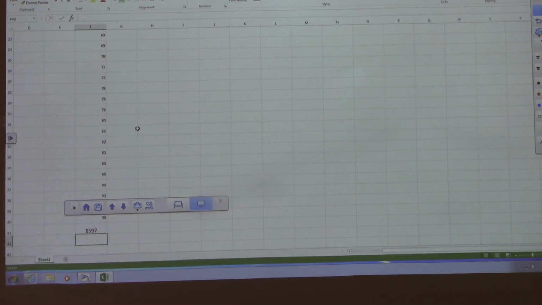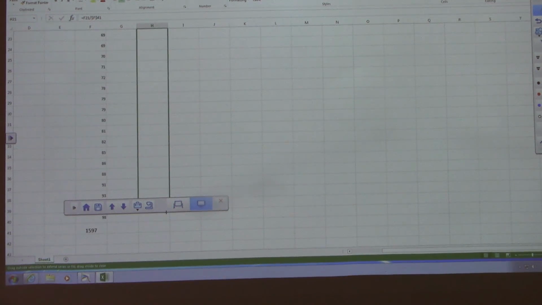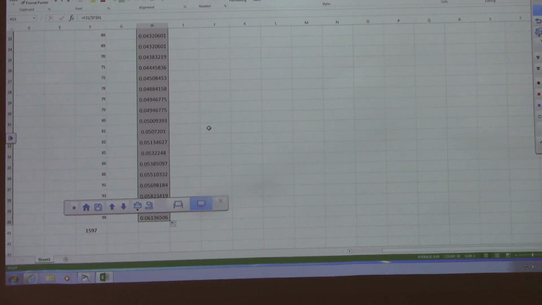All right, 1597. Now to find your relative frequency, you take each number and divide by the total, 1597. And that's going to give you a decimal. There's your relative frequencies. I'm trying to blow it up, but I don't know if you'll be able to see.